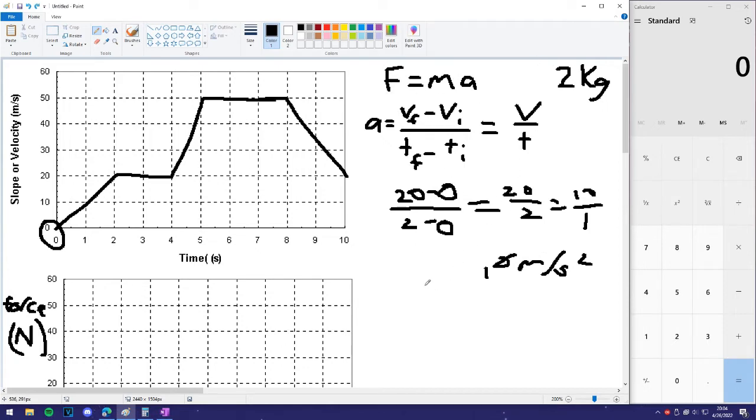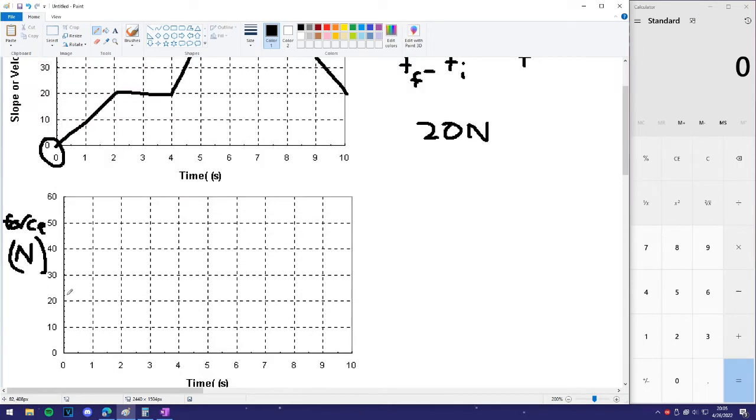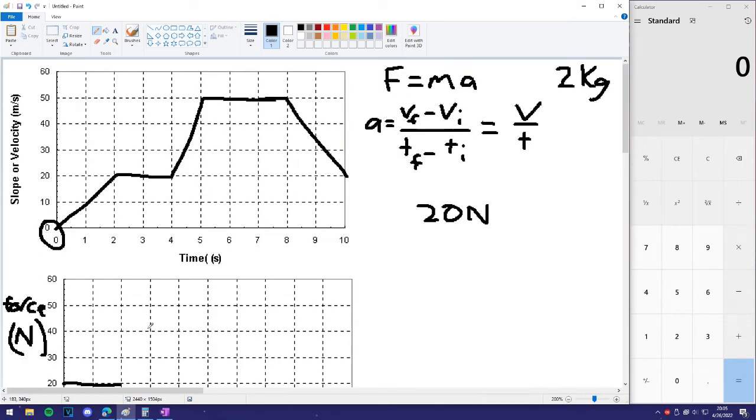So we know that the object is 2 kilograms and the acceleration is 10 meters per second squared, so we're going to get 20 newtons of force from that. Okay, now that we know that the force is 20 newtons, we're going to come down to this force time graph, and we're just going to draw a line on 20 until where it would stop on the actual velocity time graph, so right here.